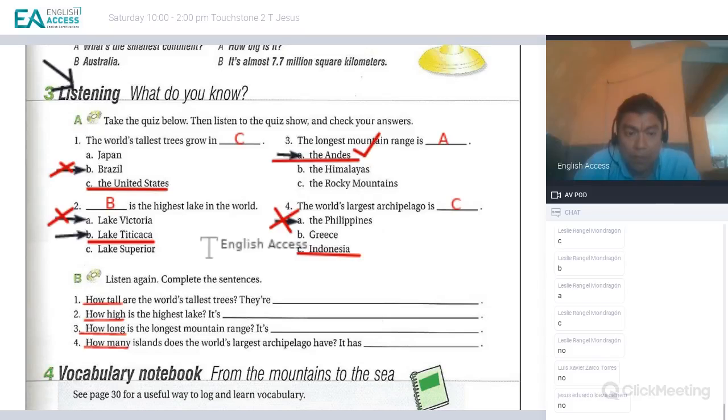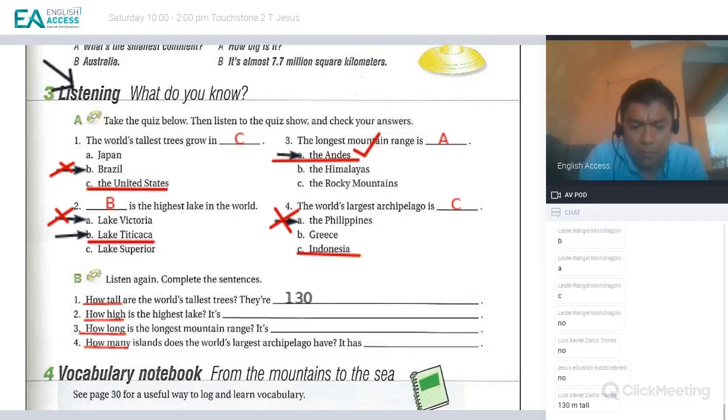Okay, guys, let's check some answers. How tall are the world's tallest trees? They are 130 meters.